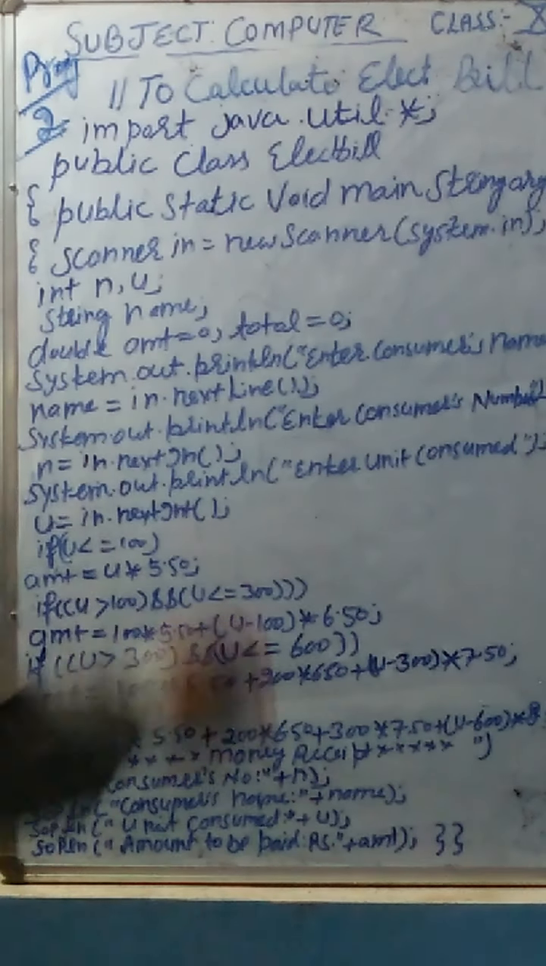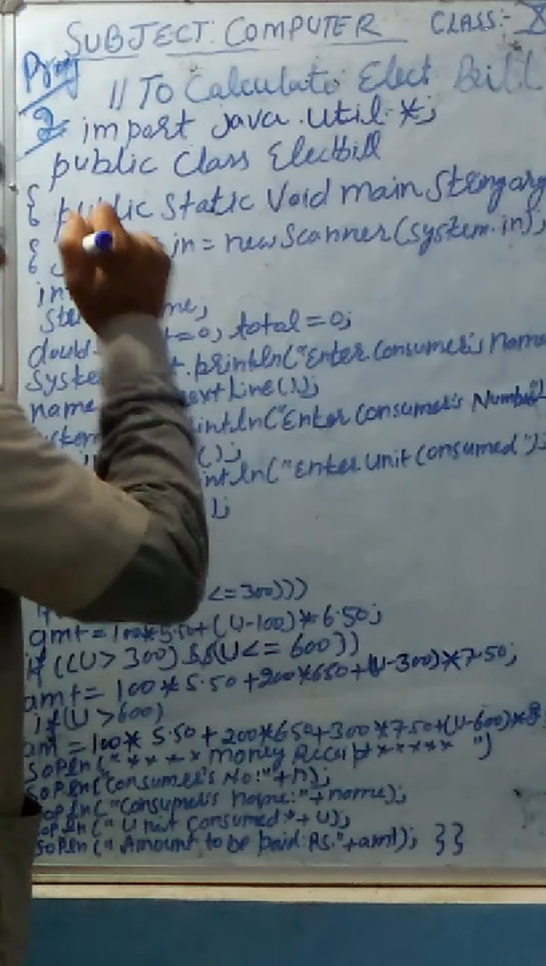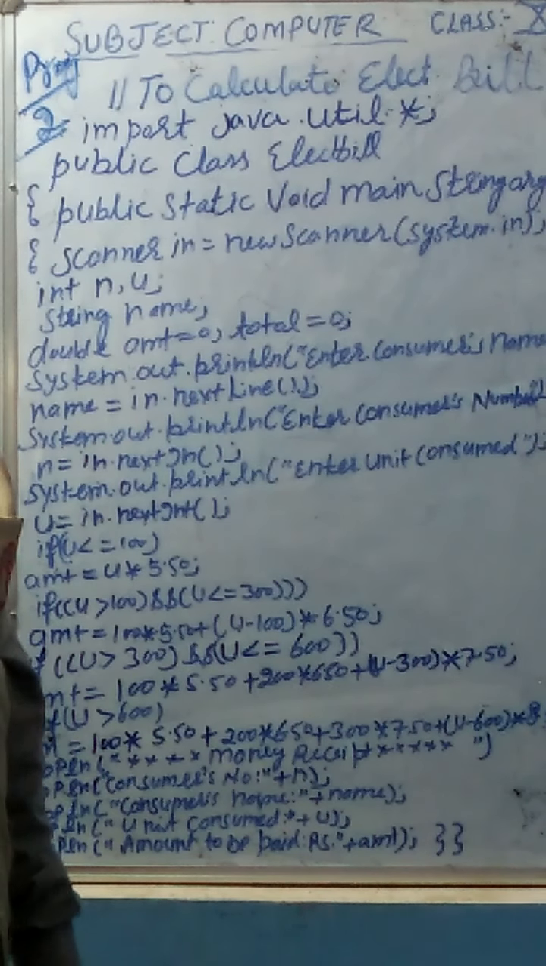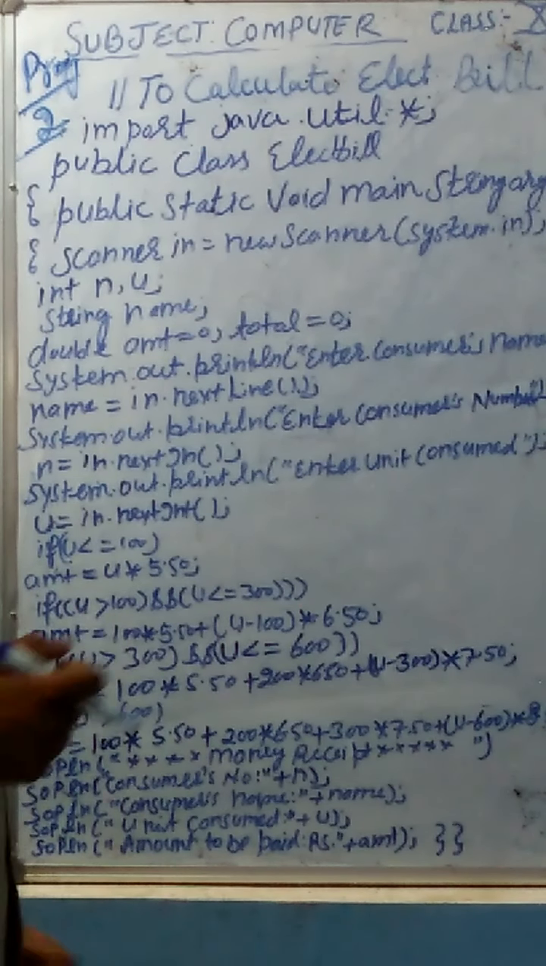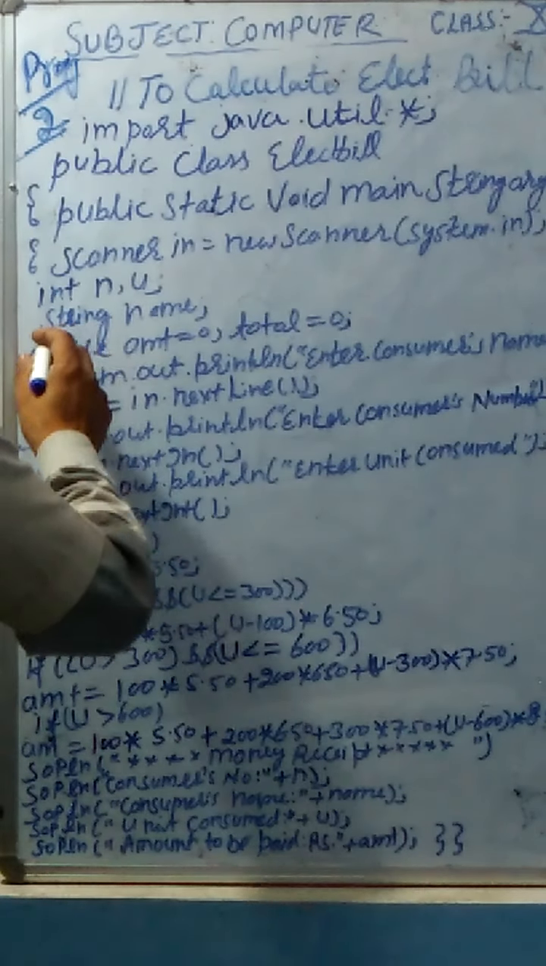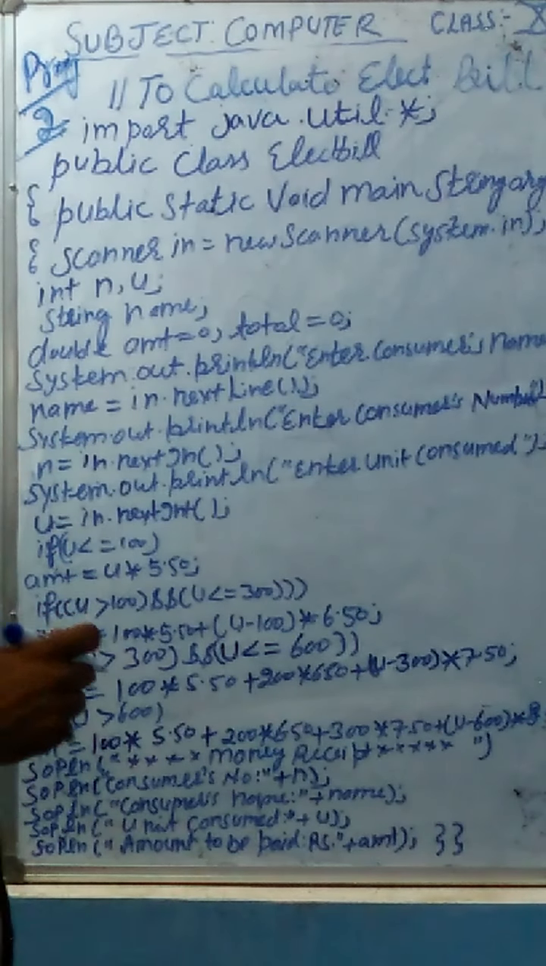So then we have to define the name. Name should be which type of the data type? String type, because we have to use here alphabet. So this is the string type of data we will use here.